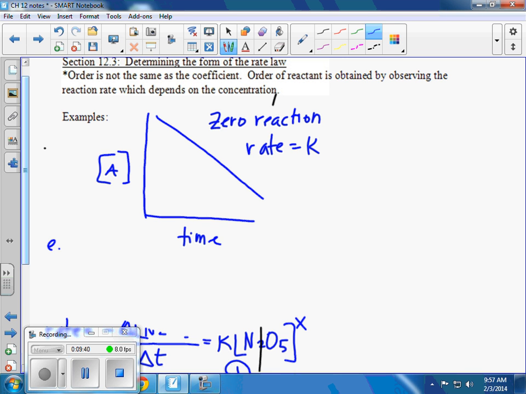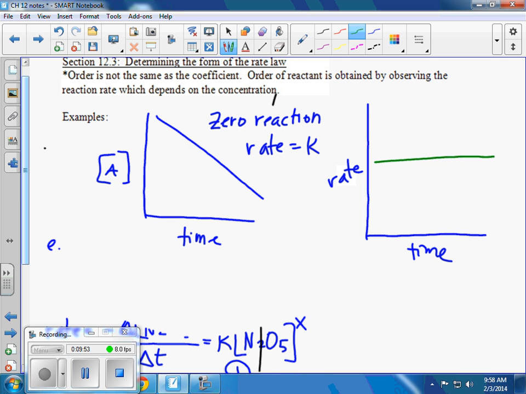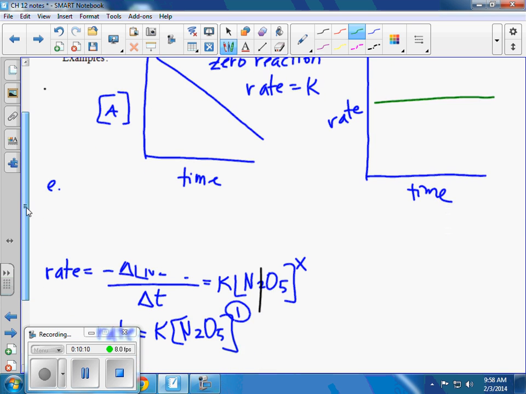That's a 0 order. Now, if I were to graph this in terms of rate over time, what would I get? I'd get a straight line, right? So experimentally, if I am doing this back in lab and my concentration is decreasing by a certain rate, then I know that I have zero order because it's constant. Okay? Now we had a first order. So right underneath, let's do first order.